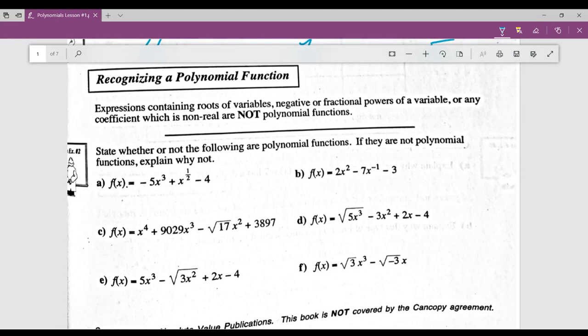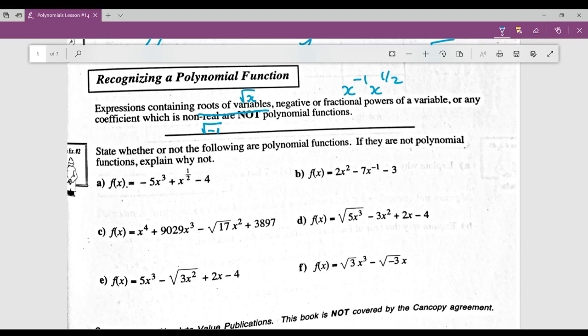Defining a polynomial. So anything that has roots of variables, so that is anything that looks like that, root x, whether it's a cube root or a square root or whatever. Negative or fractional powers, so x to the minus 1 being that, or x to the 1/2. Again, this 1/2 would be a square root, or any coefficient that is non-real, i.e. you cannot square root a negative number. They are not polynomials. So looking at these questions down here, which of the following would be a polynomial, or just say if they are a polynomial or not.